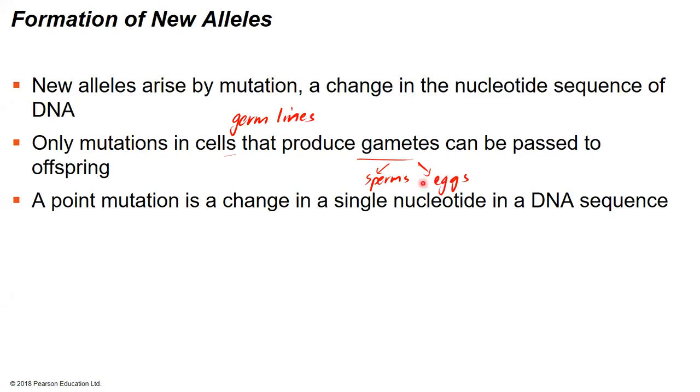So gametes and eggs are produced from diploid cells. And if mutations affect these cells, this means that these mutations and the new alleles generated by these mutations could be transmitted from one generation into another.